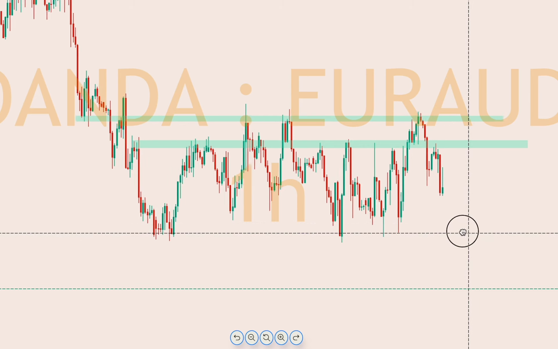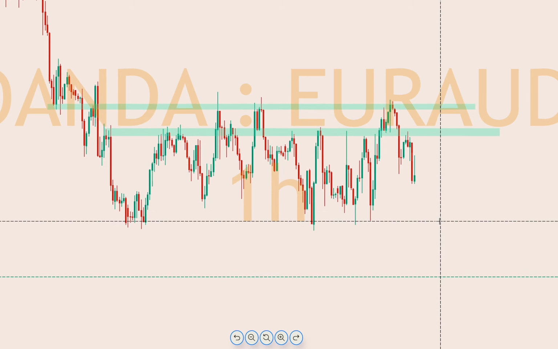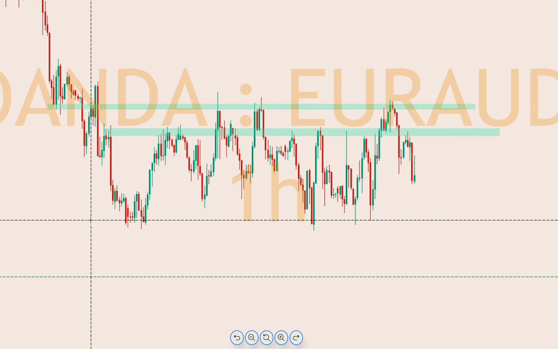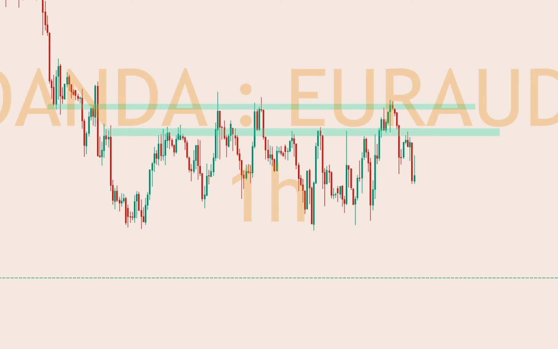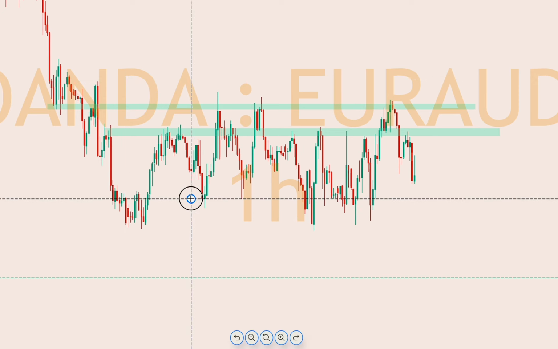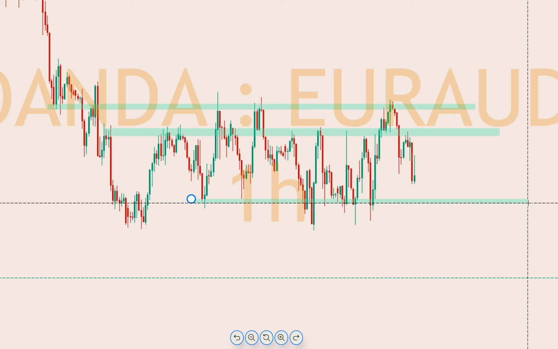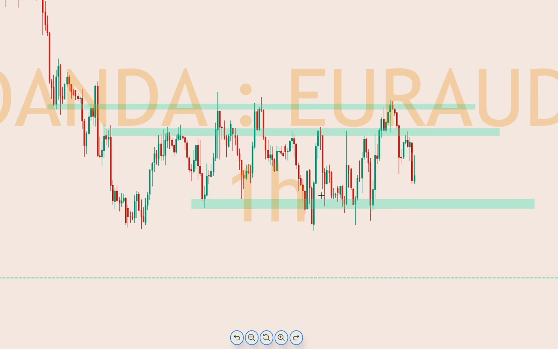All right, so for us to find the support level, we're just going to apply the same principle. We want to look from the left hand side to the right hand side. Over here, the first level that I can find is around here. Let's see how valid it is. Yeah, it is actually valid because price rejected off here, rejected off here, rejected off here.